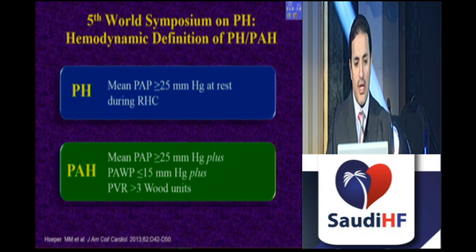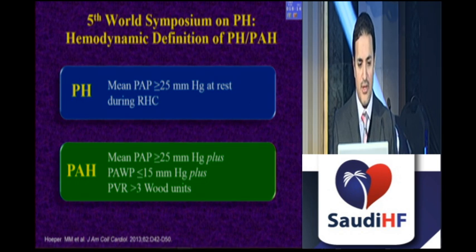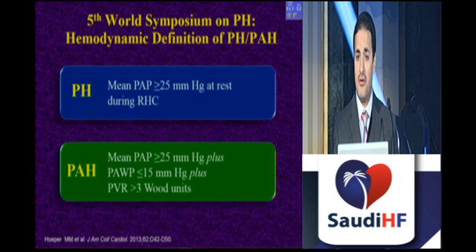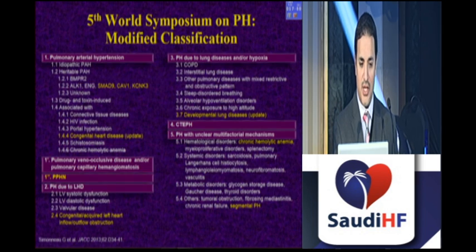So just quickly to emphasize, and this is according to the 5th World Symposium on Pulmonary Hypertension, the hemodynamic definition of pulmonary hypertension is having a mean pulmonary artery pressure of more than 25 millimeters of mercury, while pulmonary arterial hypertension, which is group 1 pulmonary hypertension, would be that plus a low wedge, less than 15, and they put back the PVR, pulmonary vascular resistance, of less than 3 Wood units into the definition again.